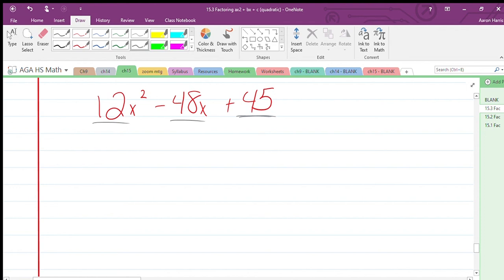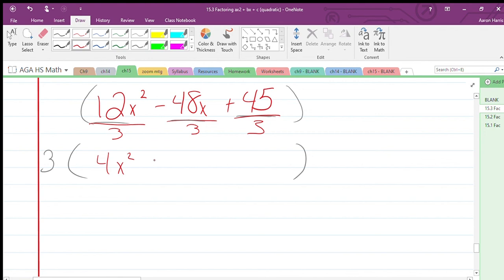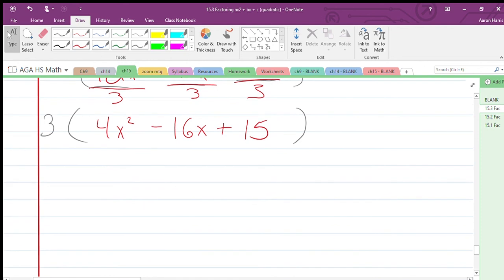This 5 really distracts everything, but 3 will go into all of it. So let's do it. I know that my GCF is 3. So I divide by 3. Here's a 3, here's a 3, here's a 3. 12 divided by 3 is 4x squared minus, that's a 1, that's 18, so 6. 3 goes in once, 15, 15. Simply put, right there. Now, I have a quadratic.